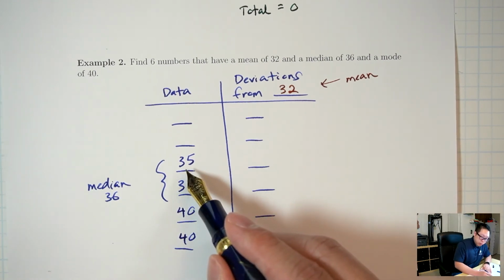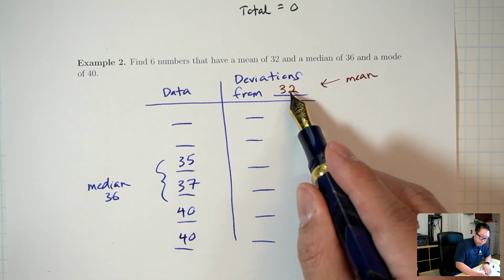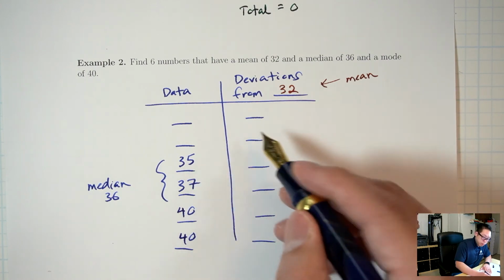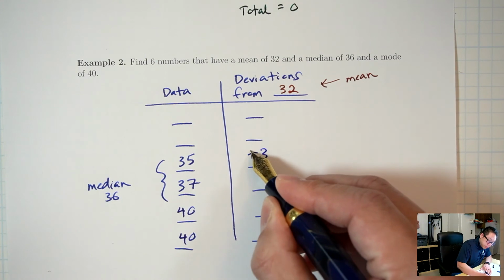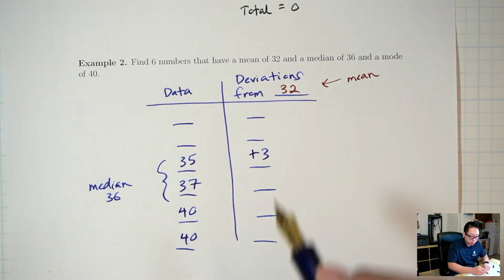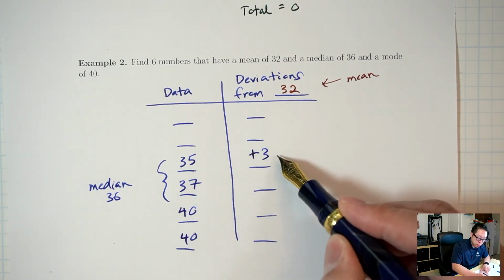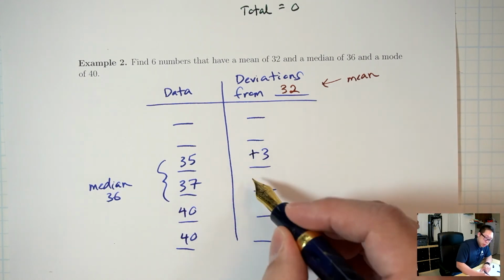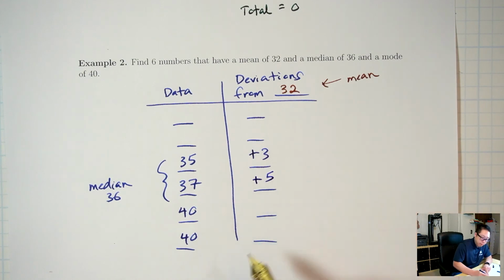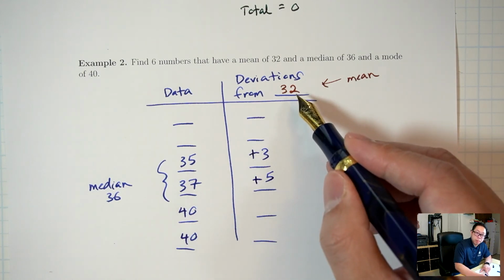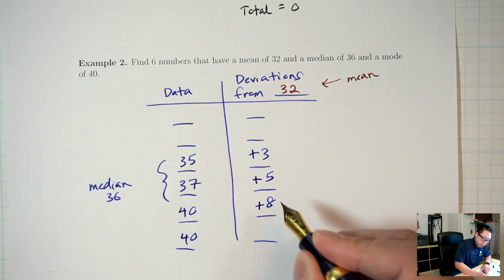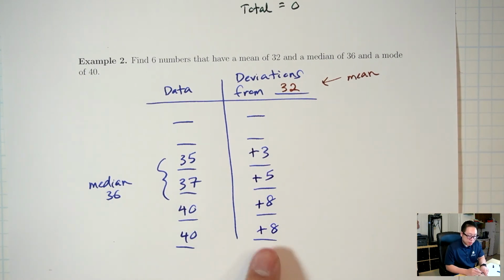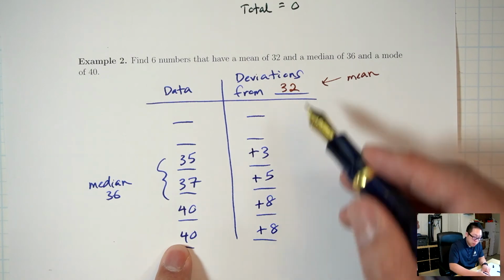So 35 is how far away from 32? It's 3 above, so it's going to be plus 3. If you can't do it in your head, just subtract. 35 minus 32 is positive 3. 37 minus 32 is positive 5. 40 minus 32 is plus 8, and again 40 minus 32 is plus 8. But once again, remember the plus 8 means that this 40 is 8 above 32.